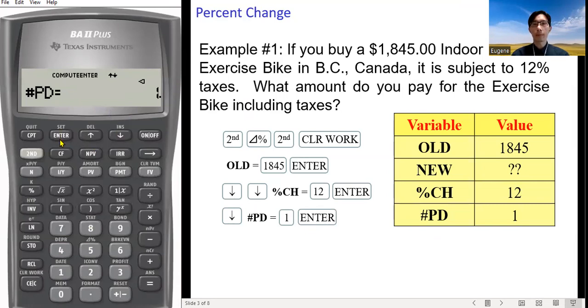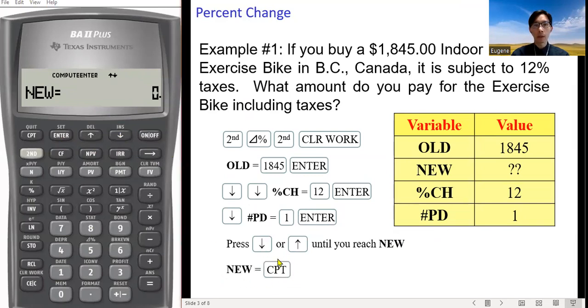And this is done. We can press the down or up arrow key to get back to the variable new. Either up or down arrow, it doesn't matter. Get back to the variable new, and then we need to compute it. So press the CPT button. The CPT button is located at the top left corner of the calculator. So press the CPT button. We get the answer.